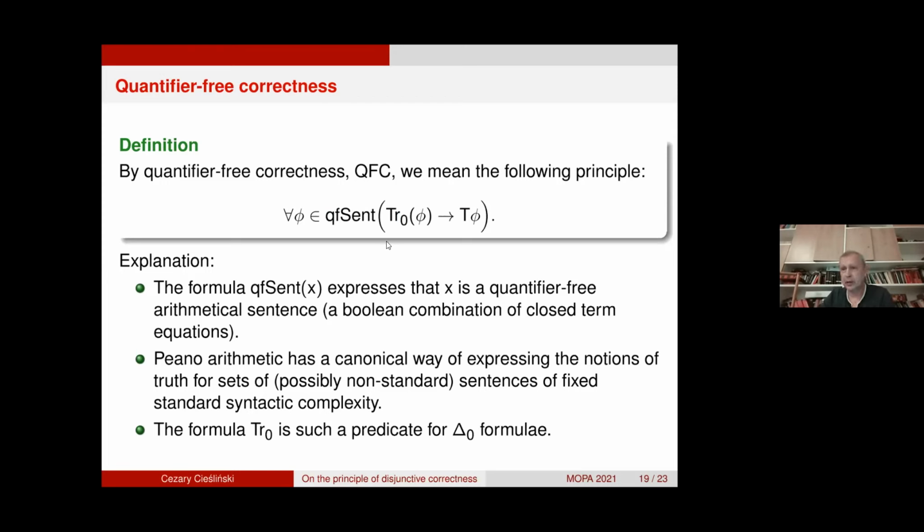Stronger principles can be added. We can have a principle of correctness: for every phi of syntactic complexity n, if phi is true according to the arithmetical predicate for sentences of this complexity, then phi is true. You can also add these to CT minus conservatively. More than that, you can add this not just for a concrete n, you can add this for all n's. So you can add an infinite set of such correctness principles for all natural numbers n, and this is conservative. So quantifier-free correctness is a very small fragment of this conservative extension.